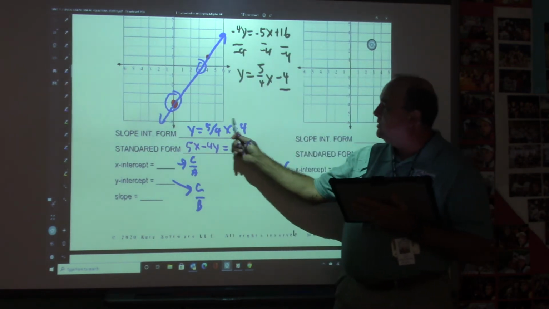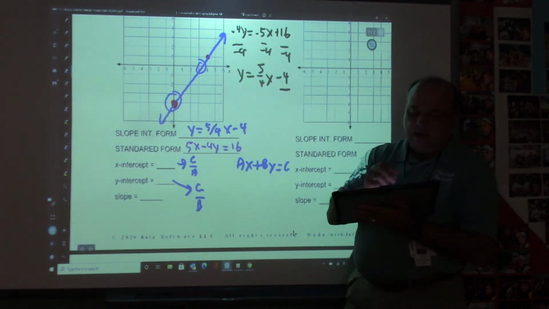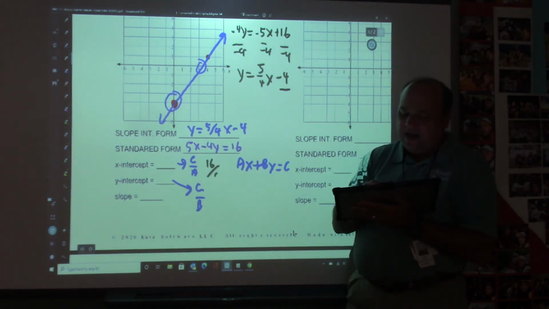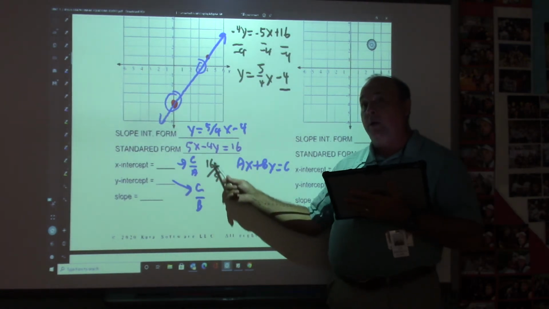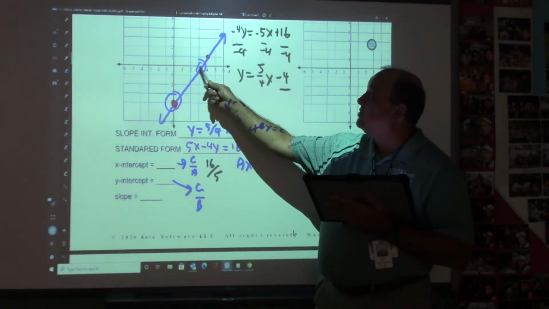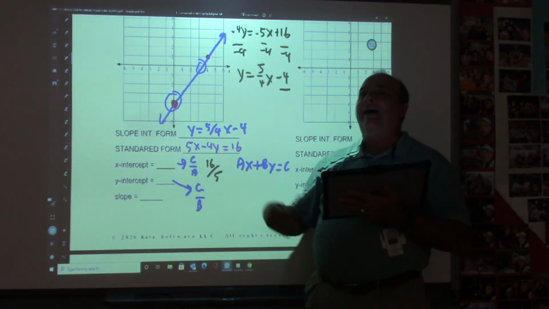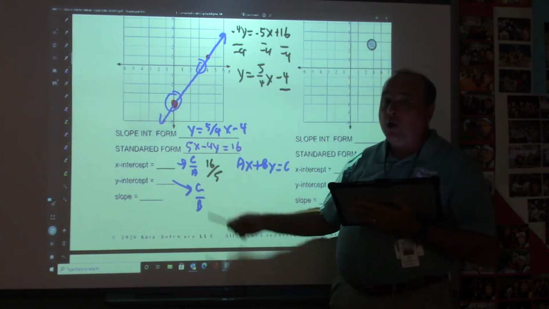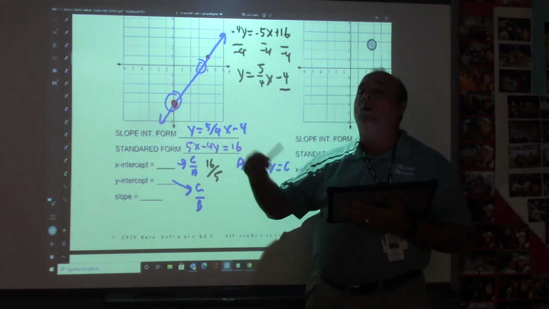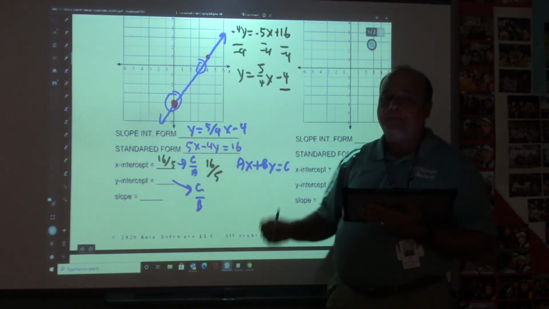So let's look at this standard form. 16 is c in it. If I take 16 and divide it by 5, I get my x-intercept. That would turn into 3 1/5, wouldn't it? And notice this line crosses between 3 and 4, doesn't it? It would cross at 3 1/5. I don't know why they do this. They leave this as 16 over 5. You won't make it 3 2/10. You won't make it 3 1/5. You'll leave it as 16 over 5.